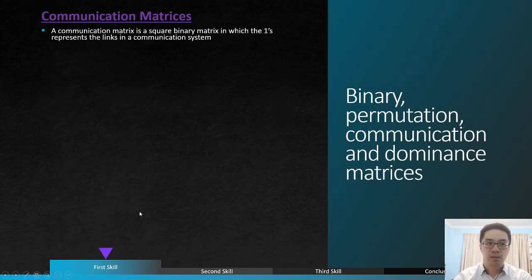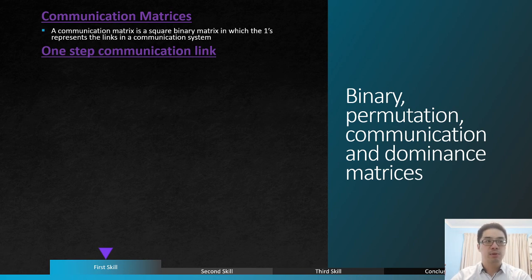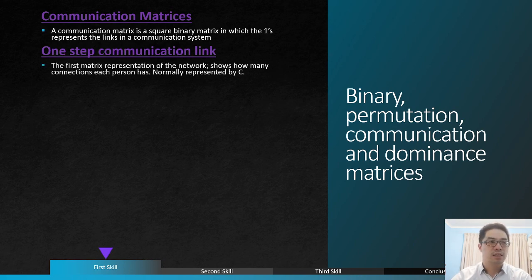Communication matrix. A communication matrix is a square binary matrix in which the ones represent the links in a communication system, direct links. So a one-step communication link is the first matrix representation of the network. It generally shows how many connections each person has, and is normally represented by the letter C.